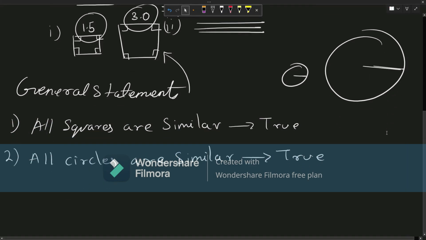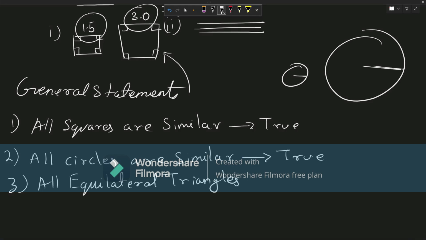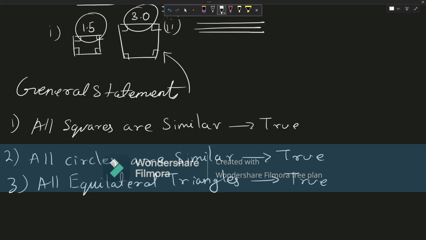Now, third statement. Third statement is all equilateral triangles are similar, true or false? Tell me. They will be obviously similar. All equilateral triangles are similar. Now you must be asking this question, why? Yes, why? I will tell you the answer. Suppose you have two triangles here.